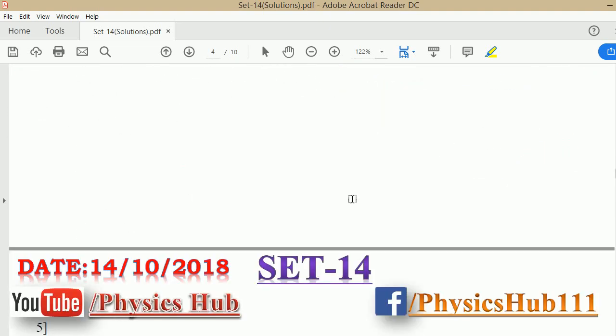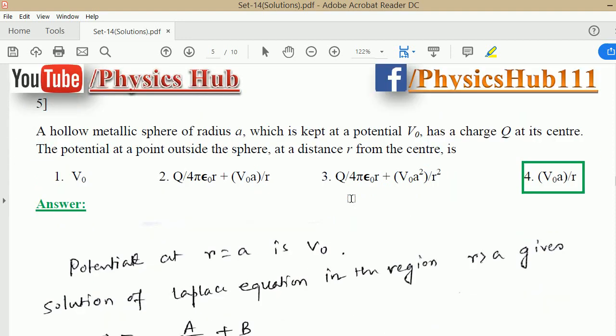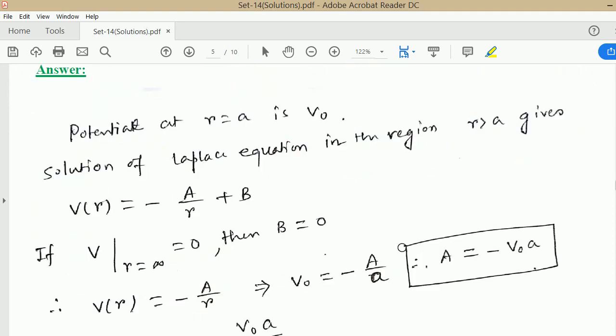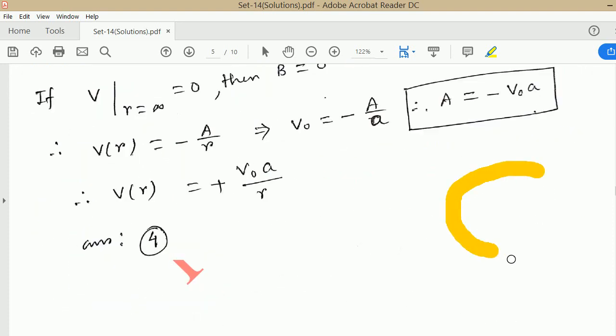Next question, question number 5. A hollow metallic sphere of radius a, which is kept at a potential V naught, has a charge q at its center. The potential at a point outside the sphere at a distance r from the center is. So potential at r equals a is V naught. Suppose this is some sphere and this is the radius r, and the potential at this point is V naught.